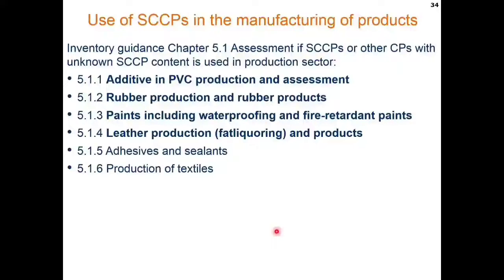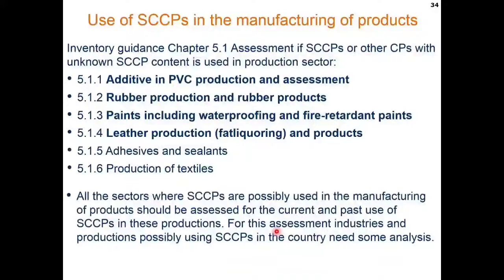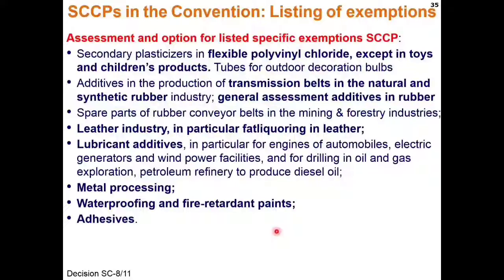That was one of the pilot countries for the testing. So the manufacturing sectors of interest in the countries: if you have PVC production in the country, you would ask them if they are using chlorinated paraffin. If you have rubber production, for example for conveyor belts, you would check these companies. If you have paint, leather, adhesives or textile production, for all these sectors you would check if they are using chlorinated paraffins.